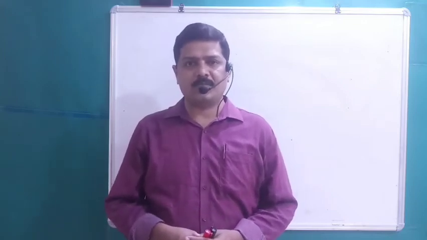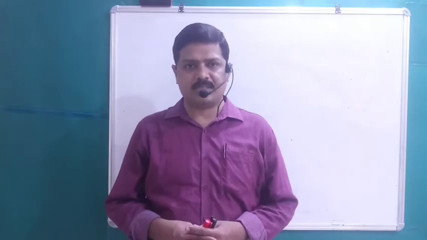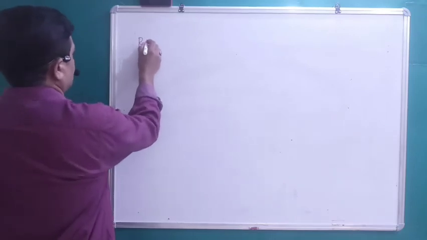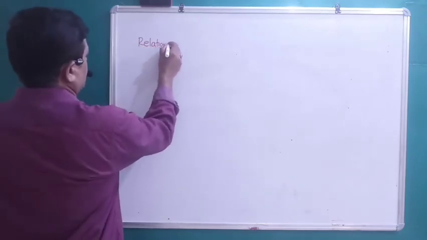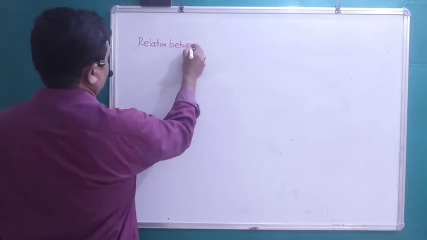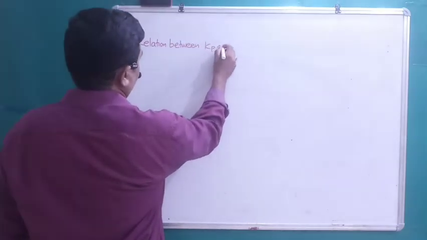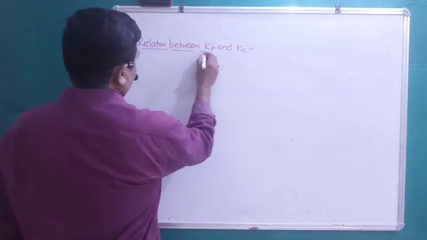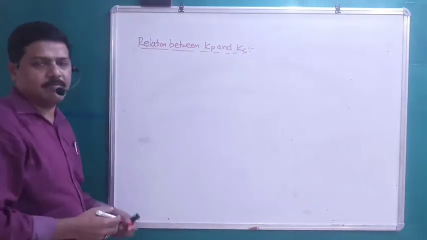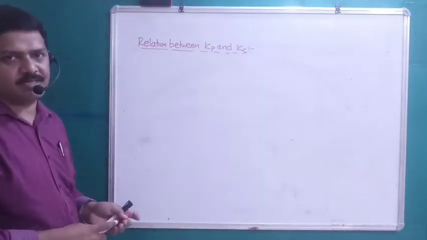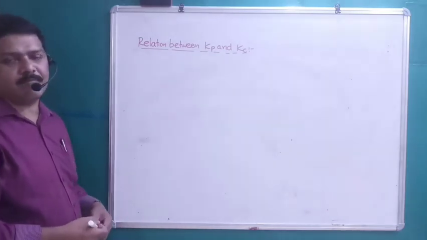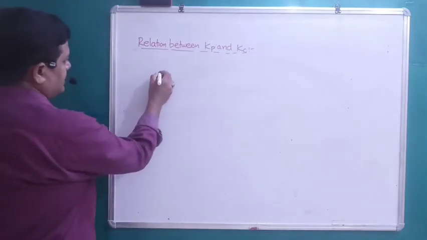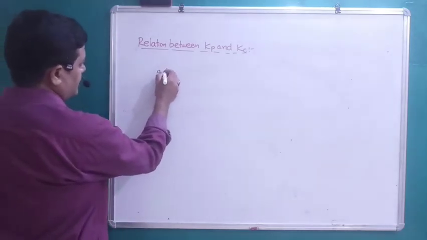Let us talk about the relation between Kp and Kc from the chapter equilibrium. Relation between Kp and Kc. Students, we know Kp is the equilibrium constant in terms of partial pressures, whereas Kc is the equilibrium constant in terms of active masses. Let us consider a hypothetical reaction which is in equilibrium.